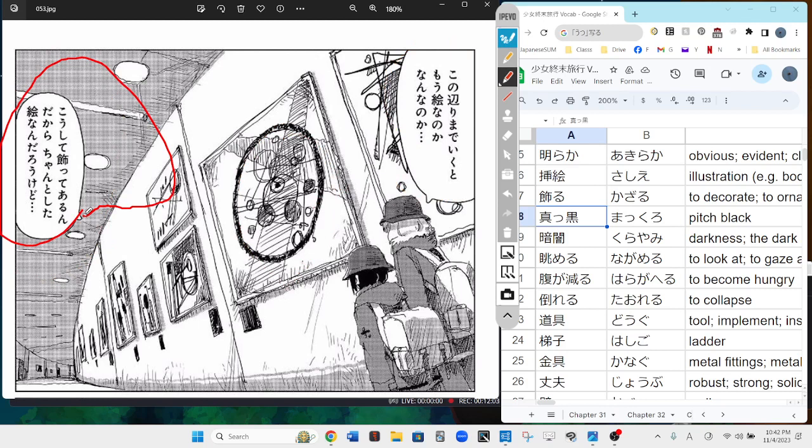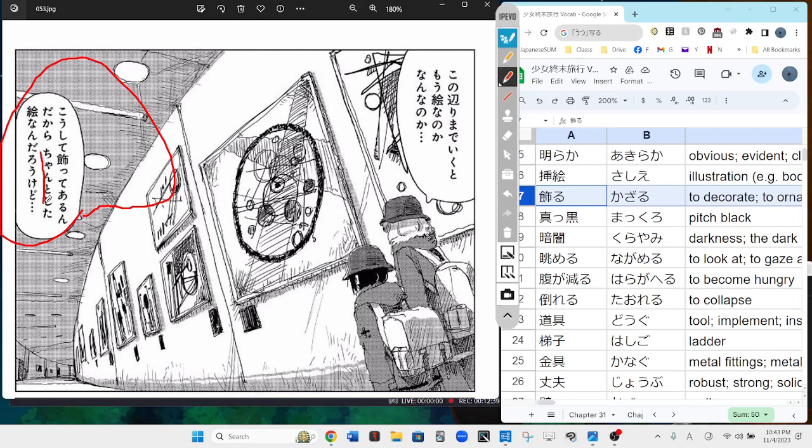Koshite kazatte arun dakara chanto shita e nan daro kedo. So it's they were hanged this way. It's because they were hanged this way that we kind of like assume that it's a painting. Yeah, that's basically what it says.